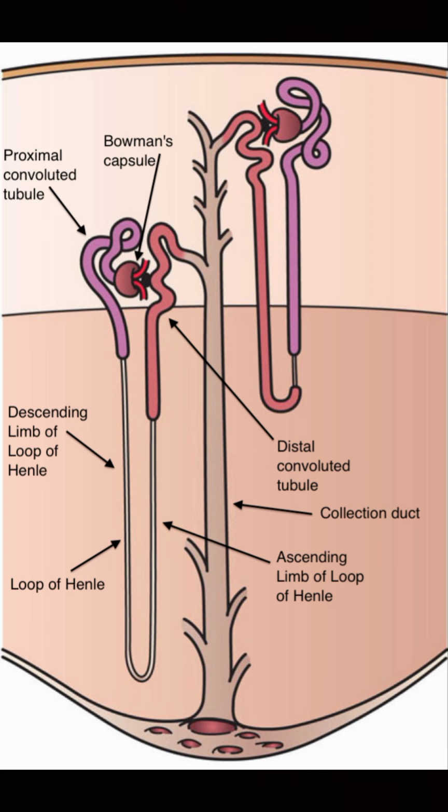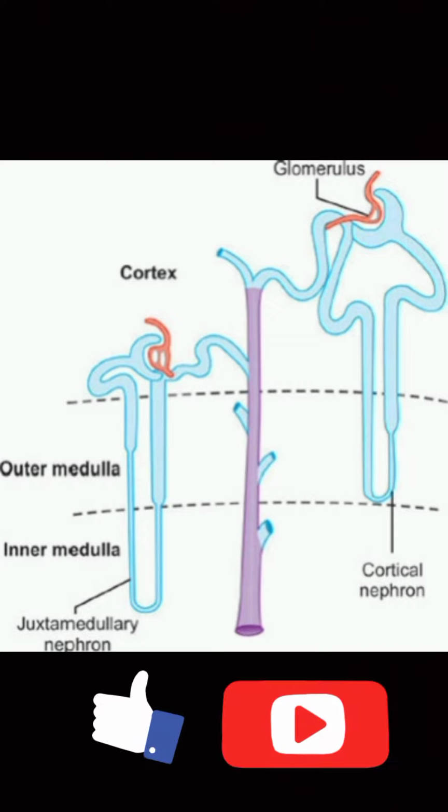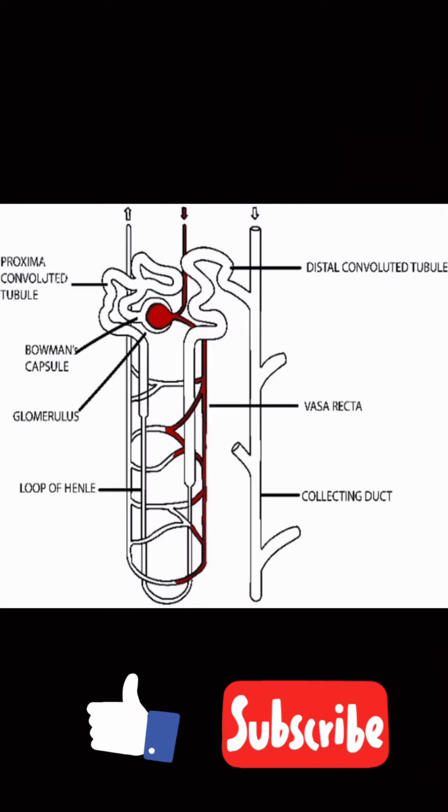In majority of nephrons, the loop of Henle is too short and extends only very little into the medulla. Such nephrons are called cortical nephrons. In some of the nephrons, the loop of Henle is very long and runs deep into the medulla. These nephrons are called juxtamedullary nephrons.